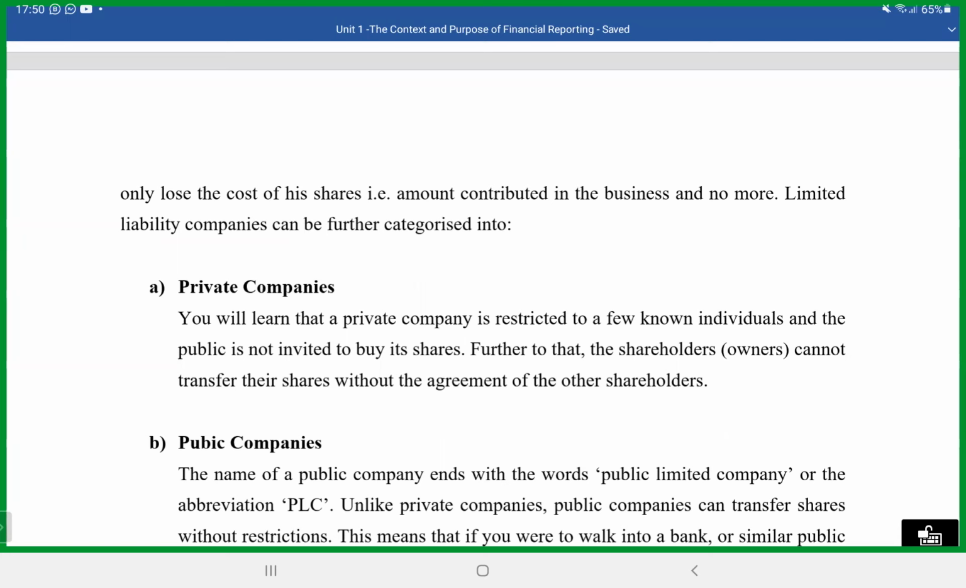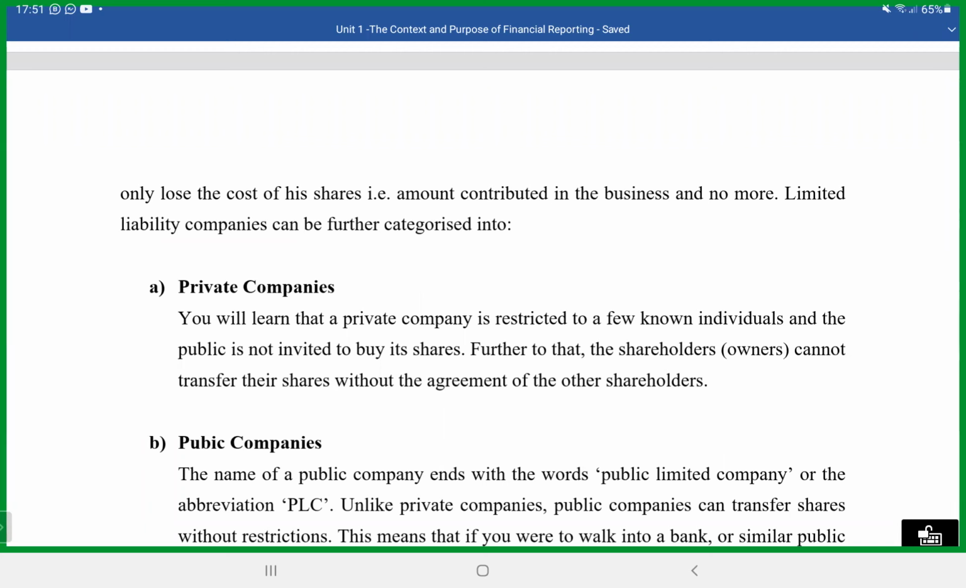So you will learn that the limited liability companies are categorized into the private and public. A private company is restricted to a few known individuals, and the public is not invited to buy its shares. The shareholders cannot transfer their shares without the agreement of the other shareholders. Take Trade Kings, for example, of course it's huge. It is not just open to the public. Not anyone can just wake up and say, I'm going to buy shares. And those people who already have shares cannot easily sell their shares to other people, for example, trade them on the Lusaka Securities Exchange, LUSE. You can't do that. That is for the private limited companies.